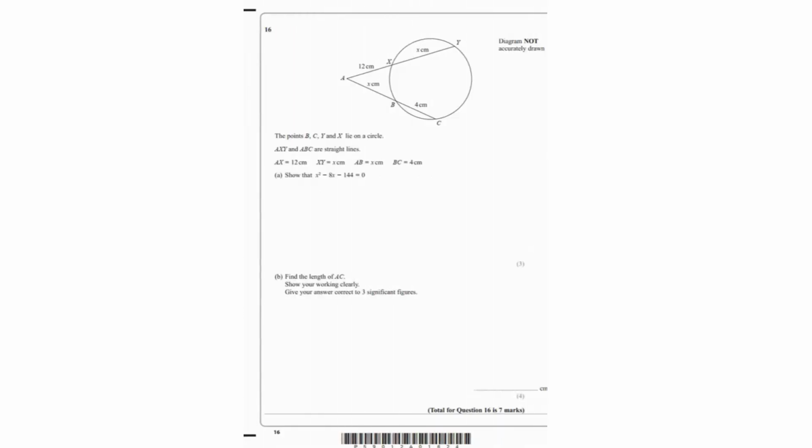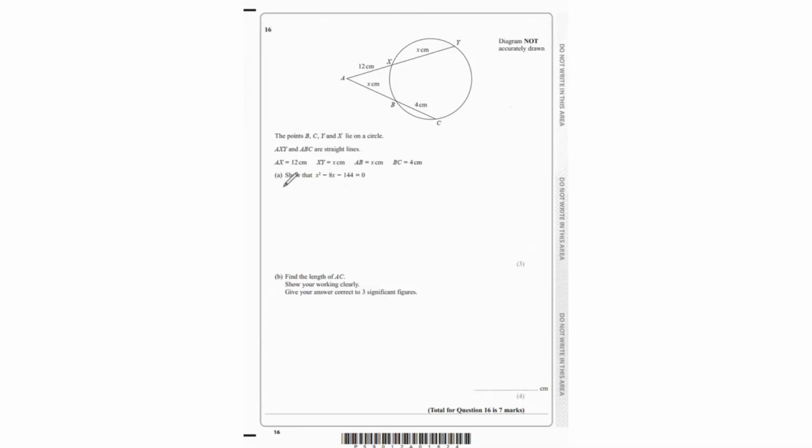And it says the points B, C, Y, and X lie on a circle. AXY and ABC are straight lines. AX equals 12 centimeters, XY is x centimeters, AB is x, and BC is 4. Show that x squared minus 8x minus 144 equals 0.